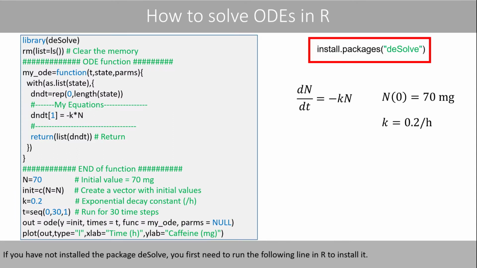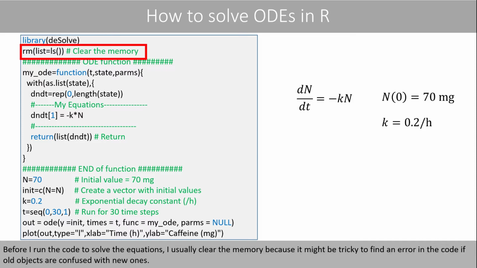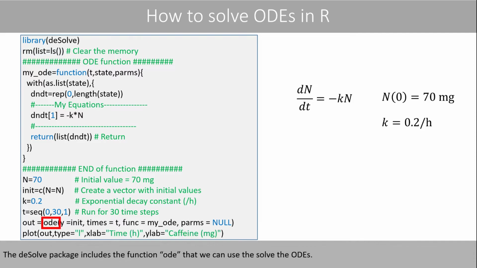If you have not installed the package deSolve, you first need to run the following line in R to install it. After you have installed the package, you need to load the package. Before I run the code to solve the equations, I usually clear the memory because it might be tricky to find an error in the code if old objects are confused with new ones.